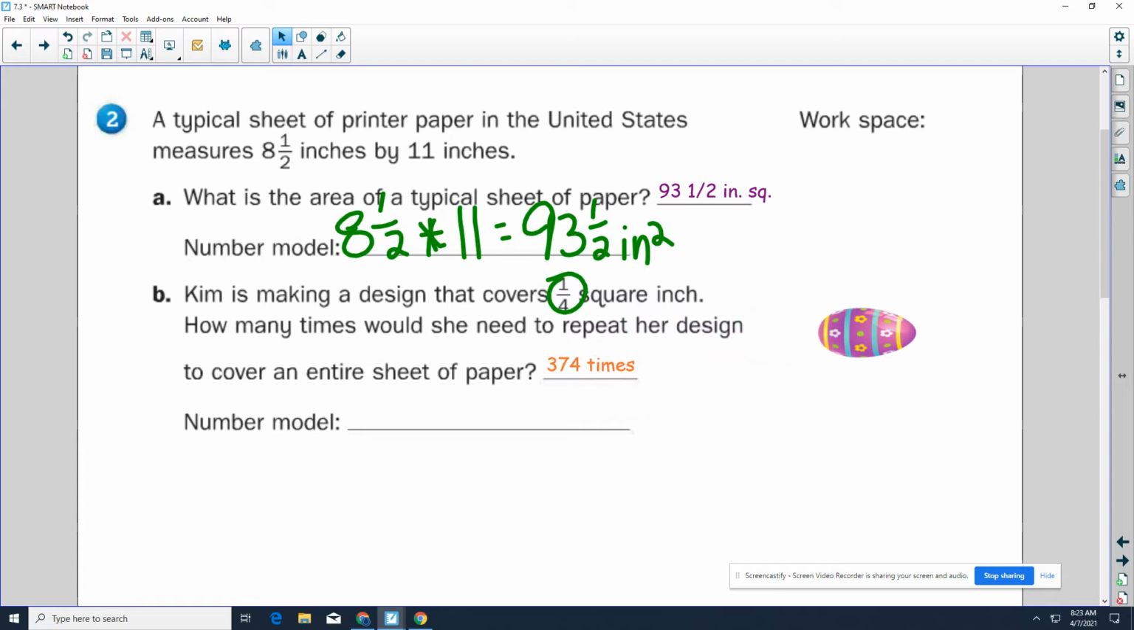It'd be 374 times. So you would have to divide 93 and a half by 1/4 because it repeats over and over there. So you would do 93 and a half divided by 1/4 because you're splitting those up into fourths. And so let's look at that and see what that would look like. So 93 and a half.